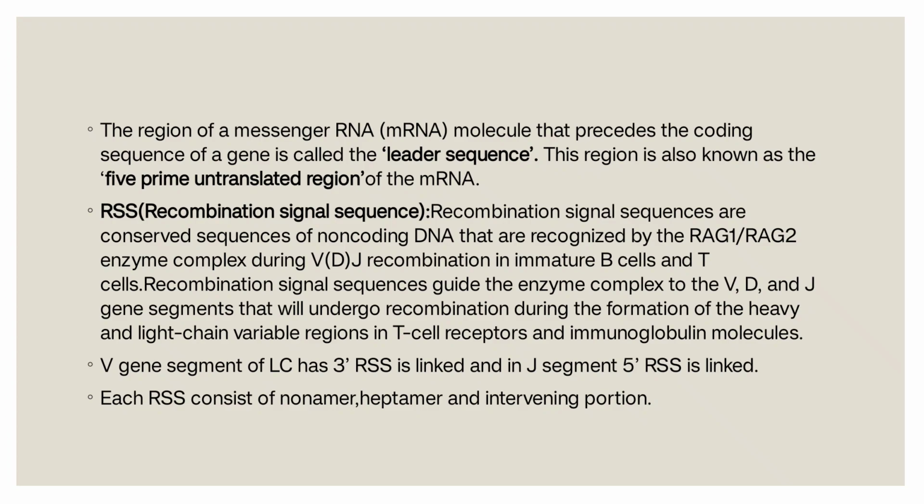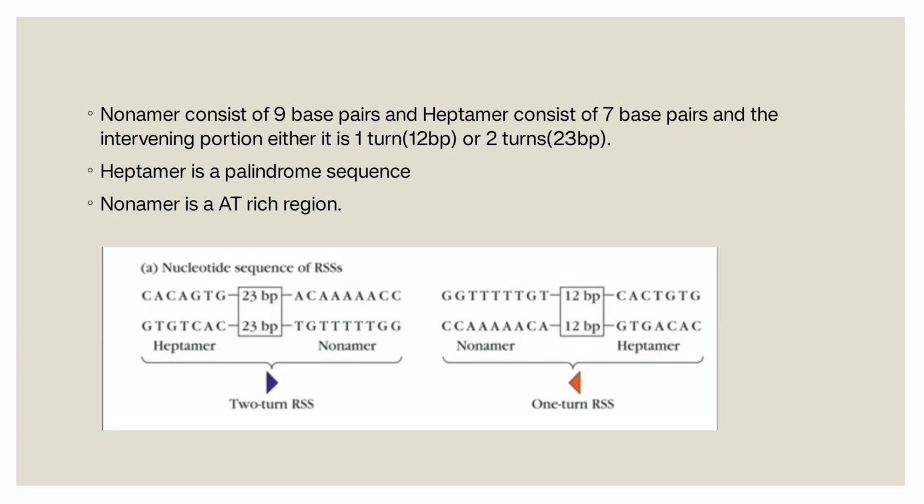receptors and immunoglobulin molecules. So this V gene segment of the light chain has a 3' end recombination signal sequence, and the J segment has one at the 5' end. Each RSS consists of a heptamer, an intervening portion, and a nonamer. So in this figure we can see the heptamer, the middle region is the intervening portion, and next is the nonamer.